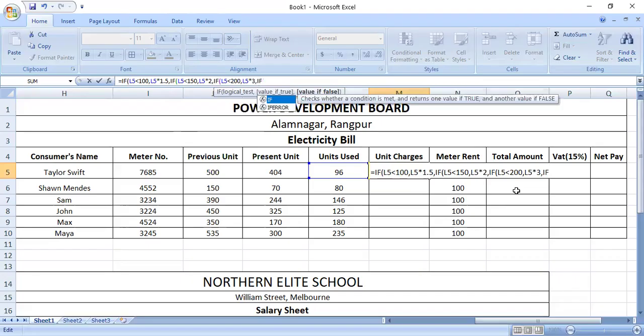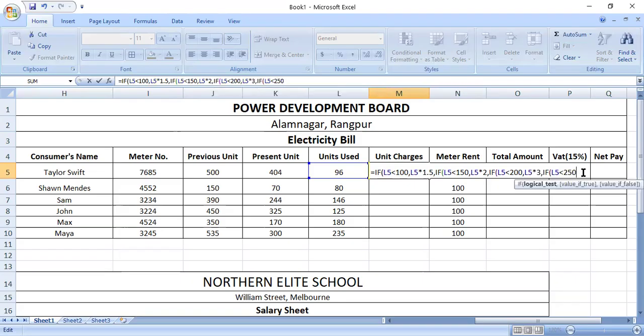If, first bracket, L5 is less than 250, as this one is less than 250, so we will be taking 251 as well. So if L5 is less than 250, then a comma again, and L5 would be charged, suppose 5.